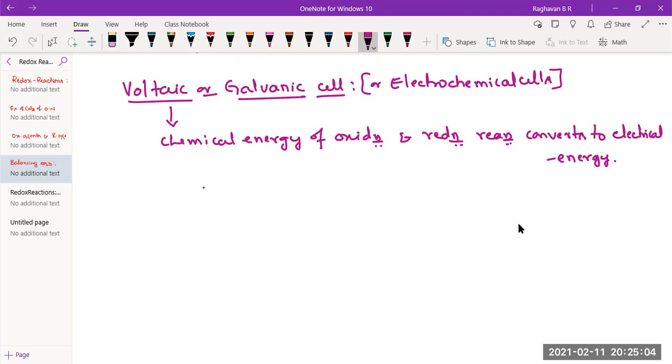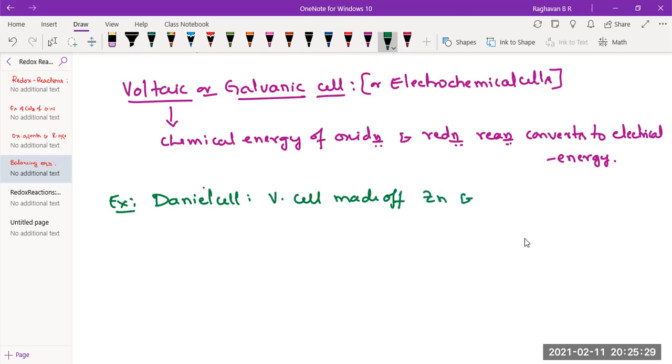Now whenever you construct a voltaic cell, particularly using zinc and copper single electrodes, then it is called a Daniell cell. So the Daniell cell is an example of a voltaic cell made of zinc and copper single electrodes. Just know about it. That's it.